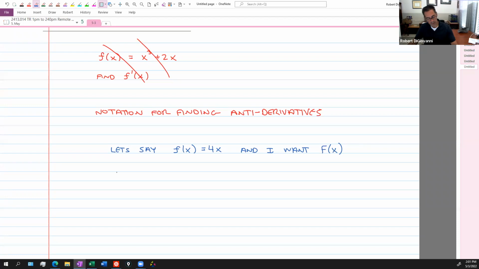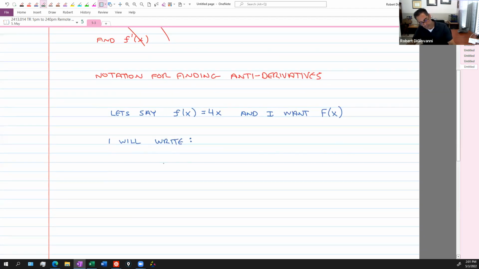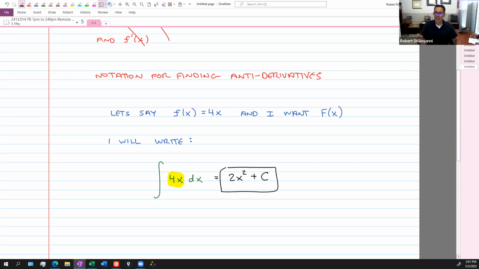This is what I will write. That's what I'm going to write. Okay, now I'm going to tell you what all this means, but that's the notation. So this is telling you to look at this right here, 4x, and tell me its antiderivative. So your answer to this would be 2x squared plus c. That's the antiderivative of 4x.